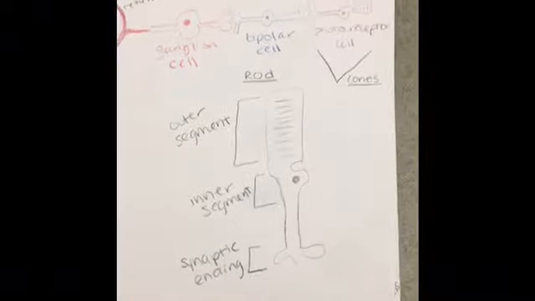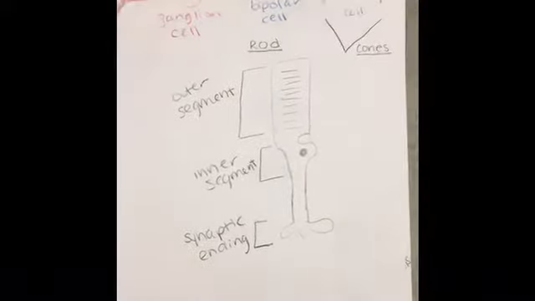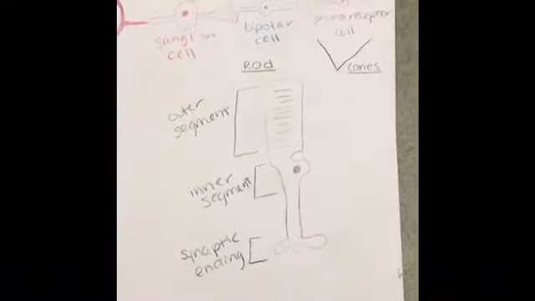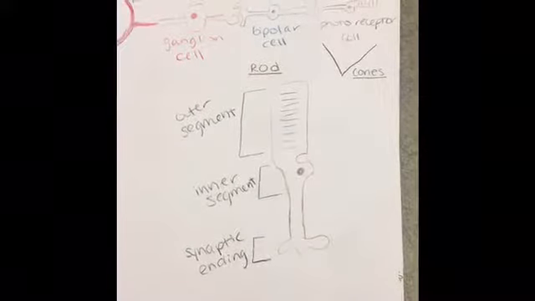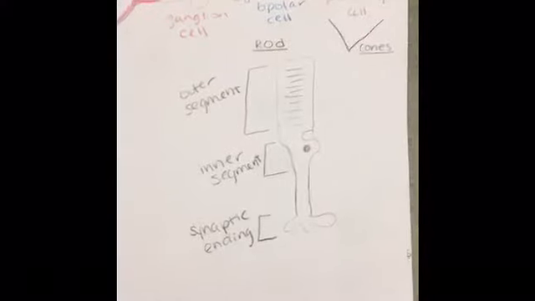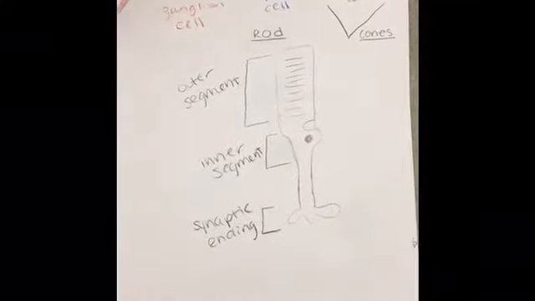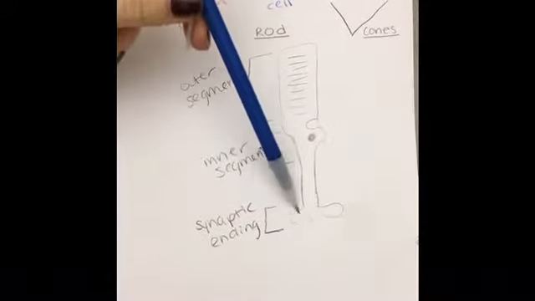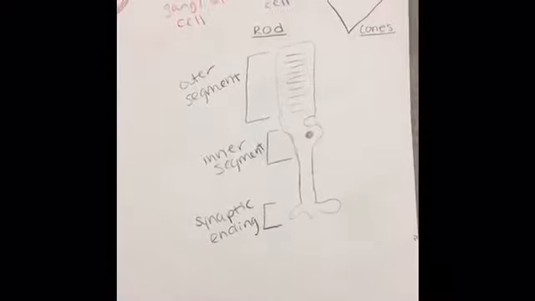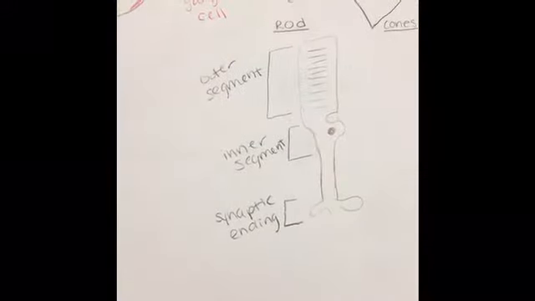There are two different types of photoreceptor cells: cones and rods. They basically do the same thing, so today we'll just focus on one type, the rods. There are three different parts of the rods: the outer segment, the inner segment, and the synaptic ending. The most important part here would be the outer segment, as it is where phototransduction actually takes place.